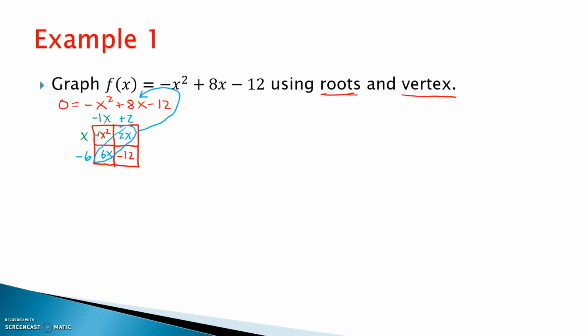So again, we're still not done. We have to solve. We have to find what x is.